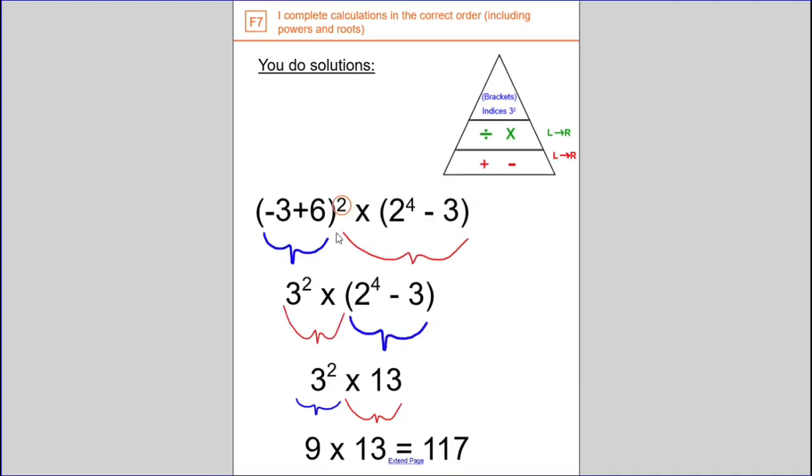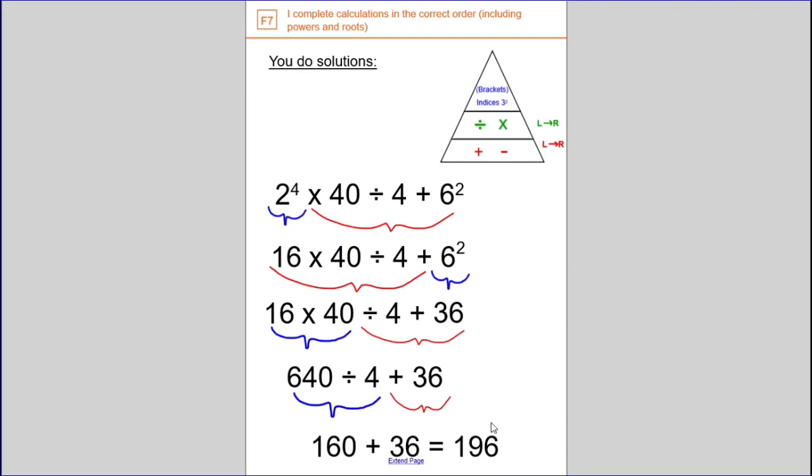For the next question, we need to do -3 add 6. That gives us 3. Remember to bring the rest of it down, including the square. Then we're going to tackle the bracket next. We've got 2 to the power 4 subtract 3. So 2 to the power 4 subtract 3 gives us 13. Bring the rest of it down. Then 3 squared is 9. Bring the rest of it down. And when you multiply the 2, you get 117.